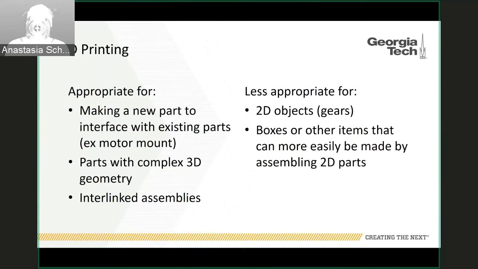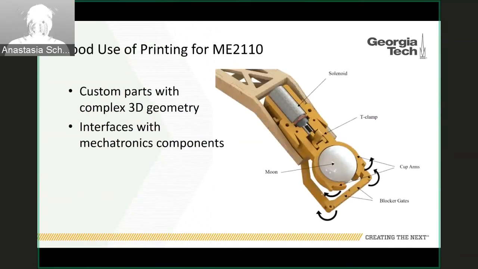3D printing is not so appropriate for making 2D objects. For example, gears. A lot of people will use 3D printing to make gears for this class, and not only are they a little bit weaker, but they also take a really, really long time to make, so it's just not the most appropriate manufacturing method for this. We've also seen people make boxes or other items, and if you're trying to make something like a box, you should always think, can this be made more easily by just making a bunch of 2D parts and then assembling them later after the fact?